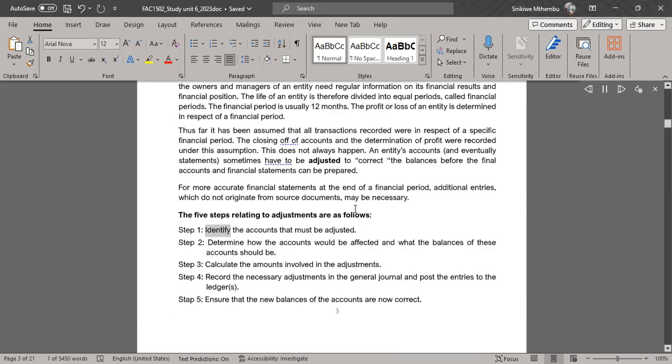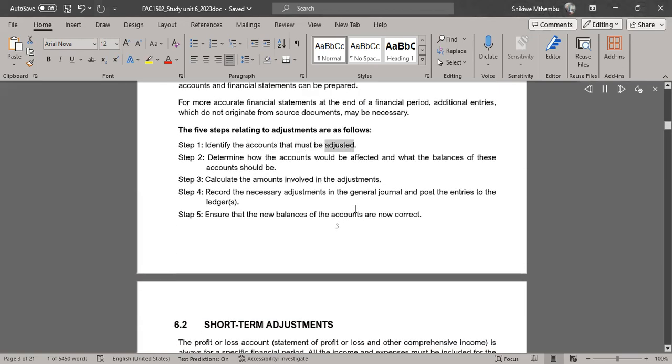Step 1. Identify the accounts that must be adjusted. Step 2. Determine how the accounts would be affected and what the balances of these accounts should be. Step 3. Calculate the amounts involved in the adjustments. Step 4. Record the necessary adjustments in the general journal and post the entries to the ledgers. Step 5. Ensure that the new balances of the accounts are now correct.